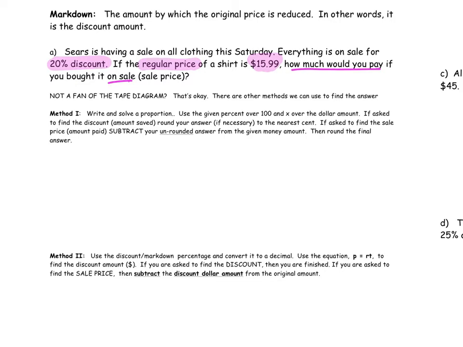So our first method is to write and solve a proportion. And we're going to use the given percent over 100 and x over the dollar amount. So let's stop and do that right now so we know what that looks like.